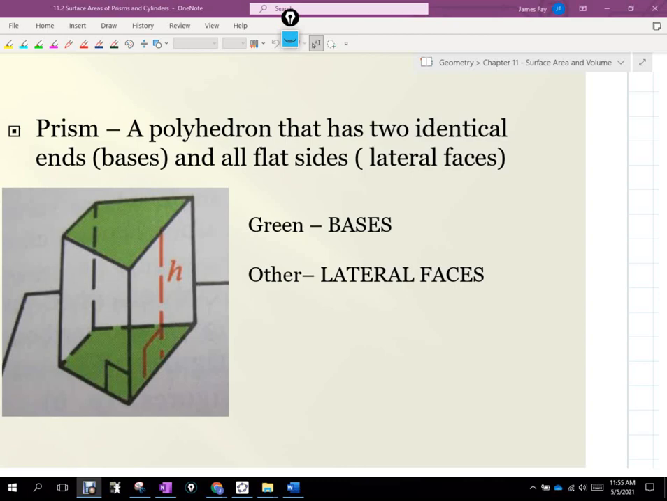So a prism is a polyhedron that has two identical bases, and all the other sides we call lateral faces. And those lateral faces, like I said, are either going to be rectangles or parallelograms. Okay.